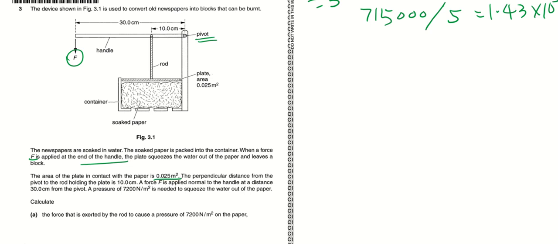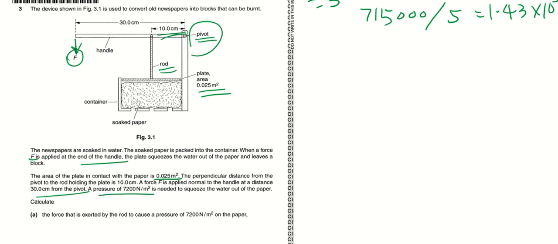Where is this? Over here. So this plate has an area of 0.025 meters square. The perpendicular distance from the pivot, which is here, to the rod holding the plate. Where's the rod holding the plate? This is the rod. It is 10 cm, so I have it here. So that is the perpendicular distance. A force F is applied normal to the handle, which is here. Right, normal to this handle at a distance of 30 cm from the pivot. So actually they are helping us by giving us the perpendicular distance of the forces.